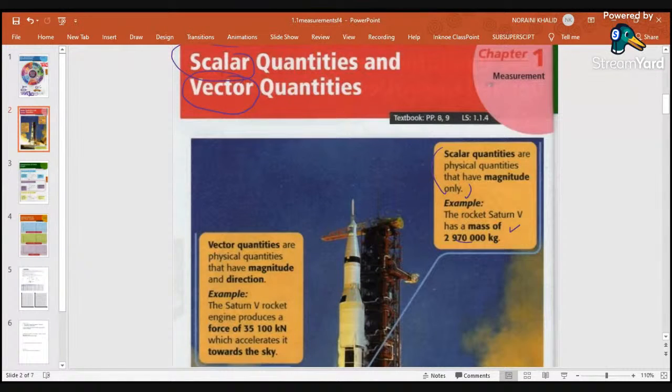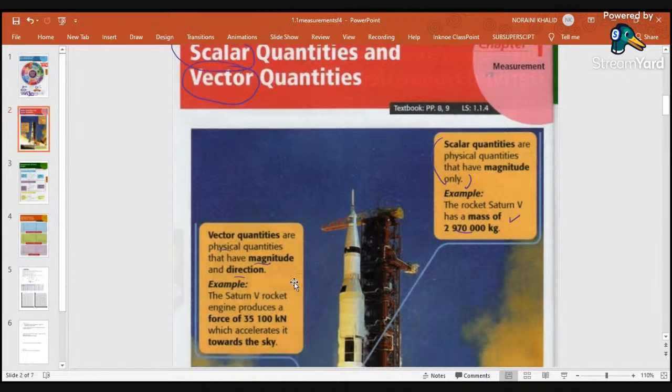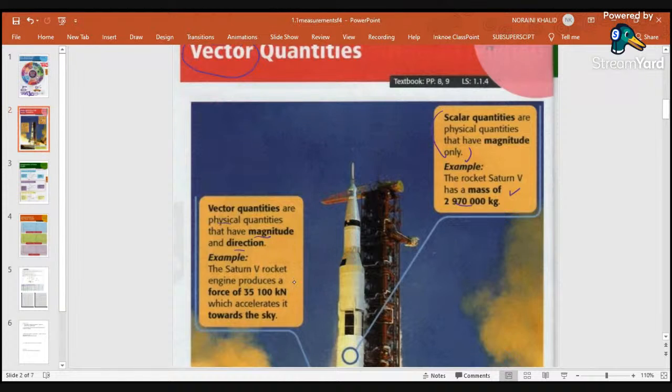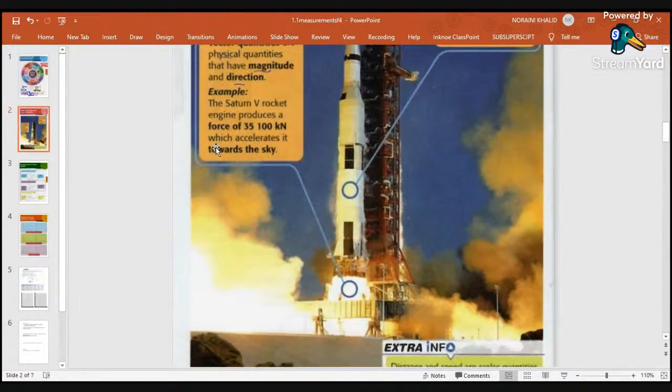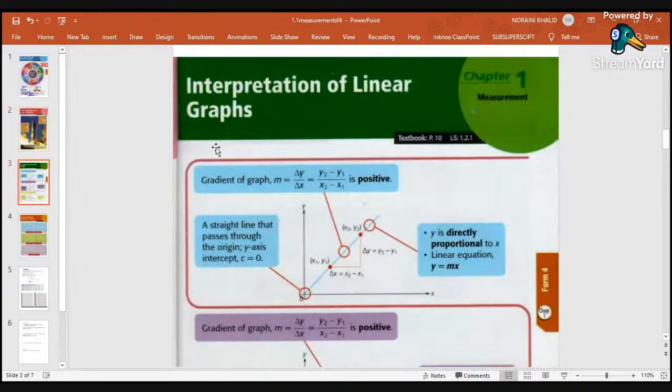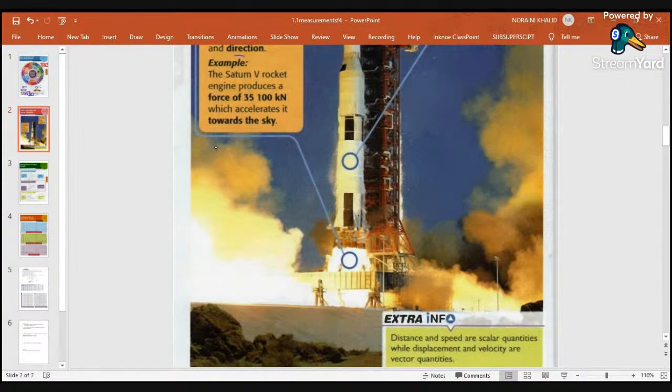Okay. For vector quantity, physical quantity that have magnitude and direction. Example, force accelerates towards the sky. Force accelerate upwards. Velocity towards north. Okay, that one mention direction. So we call it vector quantity. Okay. Extra info below. Distance and speed are scalar quantities, while displacement and velocity are vector quantities. Okay, so you can see the difference between scalar and vector.